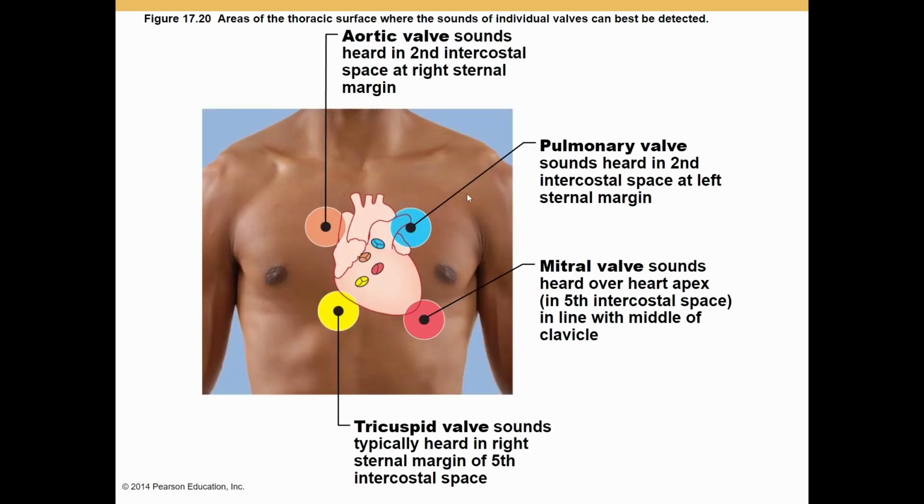Here are the areas where you would hear sounds of the individual heart valves. For example, the pulmonary valve can best be heard with a stethoscope at the second intercostal space at the left sternal margin. The mitral valve can best be heard over the heart apex, and that's about the fifth intercostal space, about in line with the middle of the clavicle. The sternal margin of the fifth intercostal space, just a little to the right of that, is a great place for the tricuspid valve. The aortic valve should be heard close to the second intercostal space at the right sternal margin.